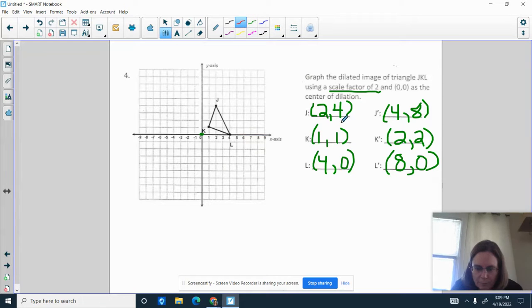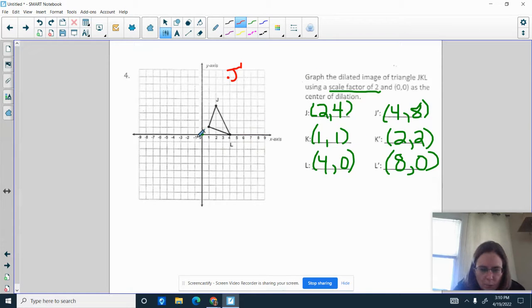Okay, so I'm going to start with J. So J prime is going to be 4. I always start at the origin, go over to 4, up to 8. 1, 2, 3, 4, 5, 6, 7, 8 is going to be here. Okay, so that's J prime. Label as you go, makes it a lot easier. Let me try that again. There we go.